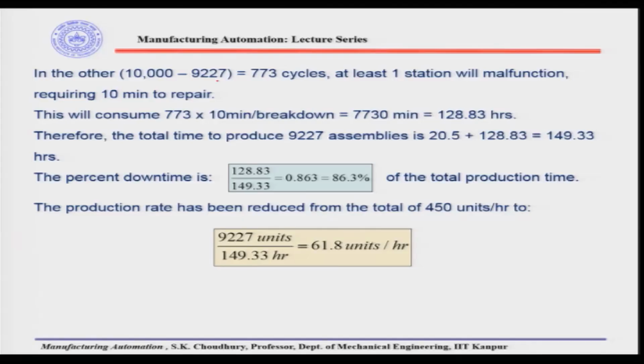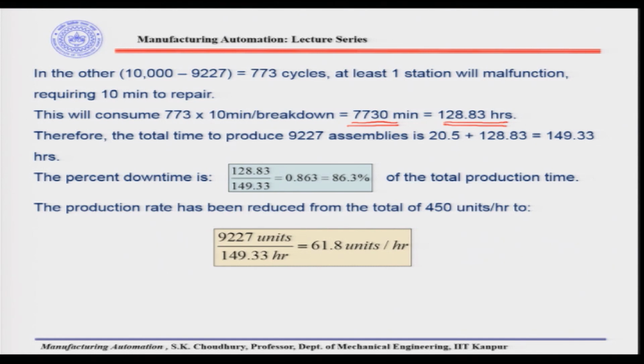Now, what about the other cycles? In 10,000 cycles, 9,227 assemblies are produced, and in 773 cycles at least one station will malfunction. That requires 10 minutes to repair. So, there are 773 cycles of malfunctioning, each requiring 10 minutes per breakdown. So, it will be 773 into 10, which is 7,730 minutes, that is 182.83 hours of breakdown.